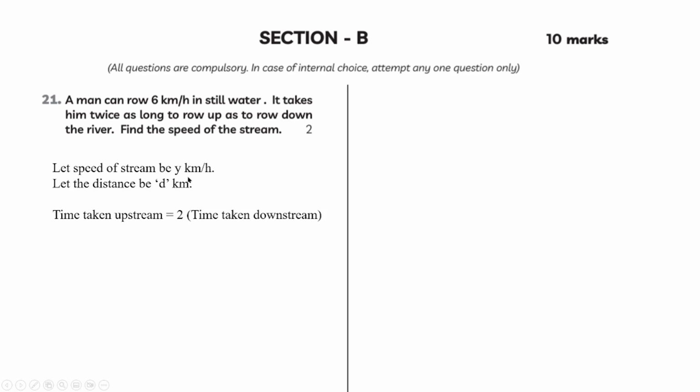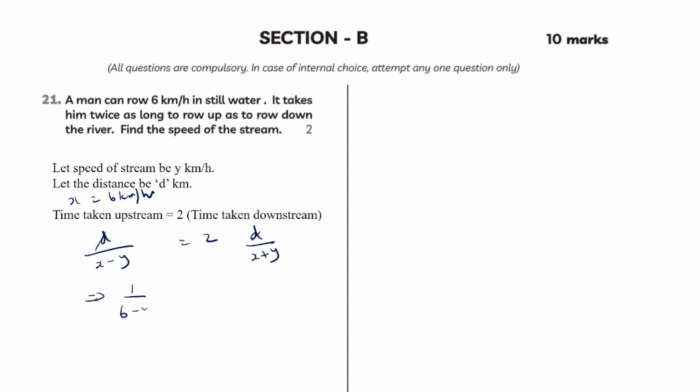So let us take the speed of stream to be y km per hour and let the distance traveled be d kilometer. Here it is given time taken upstream is 2 times time taken downstream. So time taken upstream is given by distance by upstream speed, d by x minus y. This is equal to 2 times time taken downstream, d by x plus y. So here d and d will get cancelled. They have given x as 6 km per hour. So using all these, we can find y.